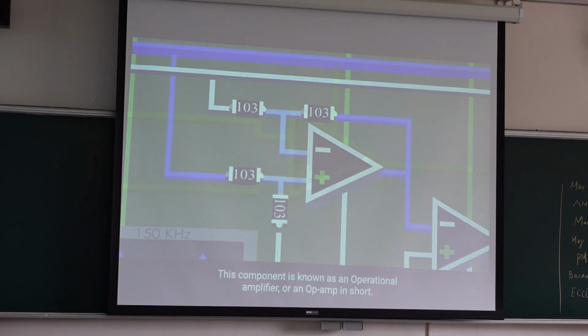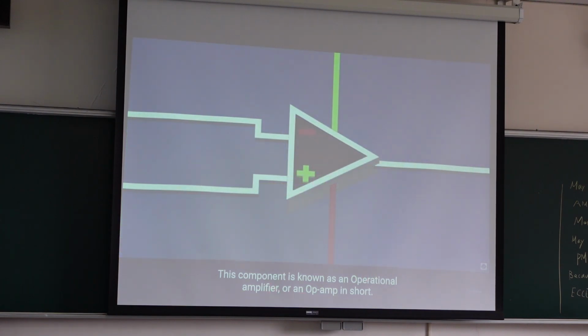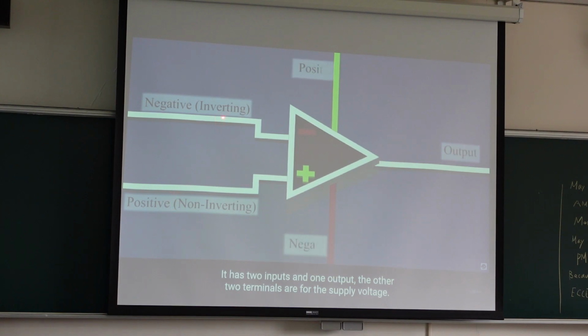This component is known as an operational amplifier, or an op-amp in short. It has 2 inputs and 1 output. The other 2 terminals are for the supply voltage. So this is the operational amplifier. It is used to amplify the difference between the inputs. It compares both the inputs.